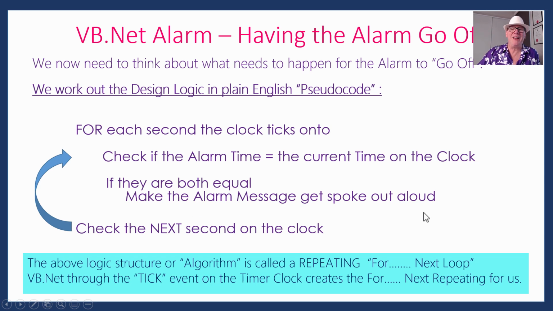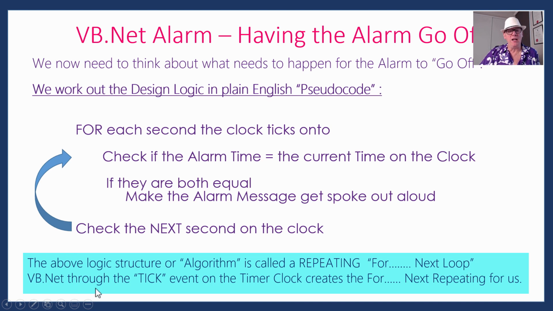So this is called a repeating for next loop, okay? So for each something that's happening, you need to do stuff and then you need to keep repeating that again over and over and over. Right, so the above logic is a repeating for next loop.